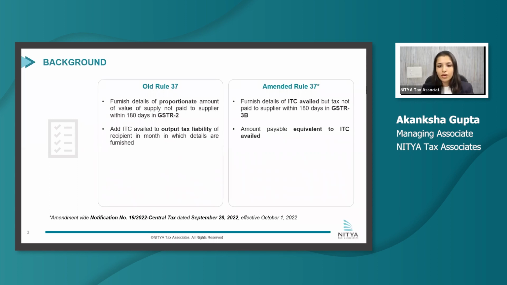So the difference here post-amendment is that earlier it was clear that the ITC which has been availed wrongly, basis the delayed payment of tax, has to be disclosed in the return and paid as output tax liability. However, post-amendment, it says the amount payable equivalent to ITC availed has to be reported. The term amount payable doesn't say that this is the amount of ITC which is availed. It only says that whatever amount will be paid by the recipient will be considered equivalent to the ITC availed.